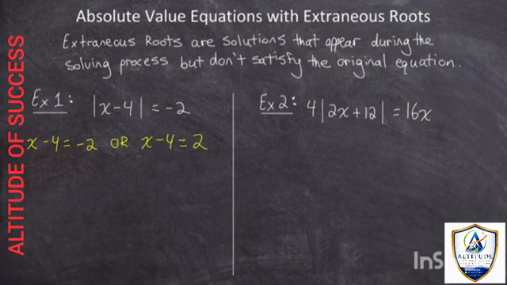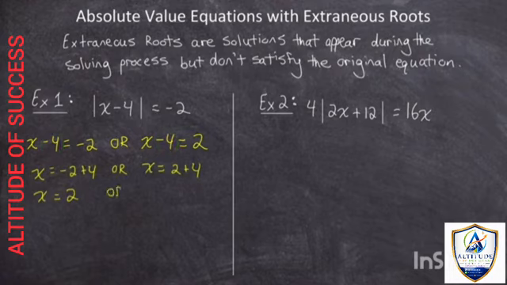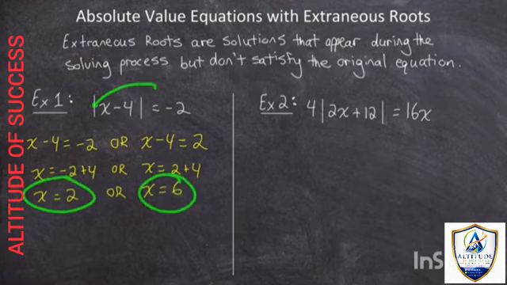And then solving both of these equations, by taking the negative 4 and adding it to the other side, I would have x equals negative 2 plus 4, so x equals 2, or x equals 2 plus 4, so x equals 6. But these are not solutions to the original equation.